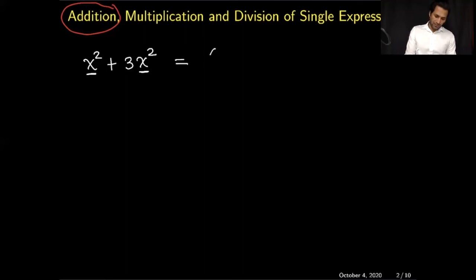So the addition operation is essentially the operation between the coefficients of these two expressions, which is 1 plus 3, and then you have x squared outside. So 1 plus 3 is 4, which gives you 4x squared. Let's consider one more example.